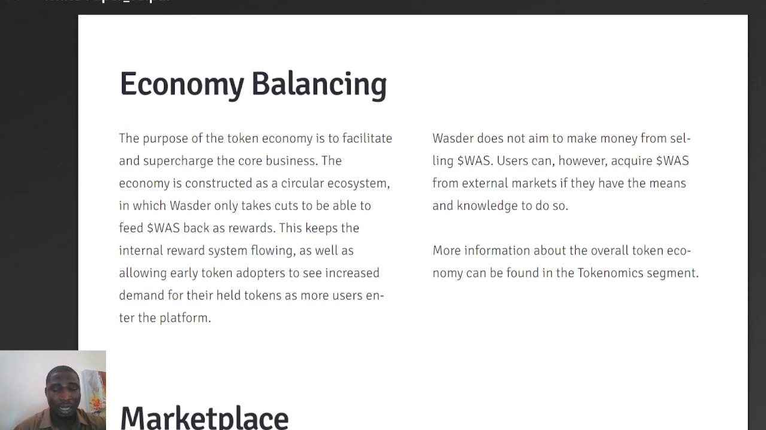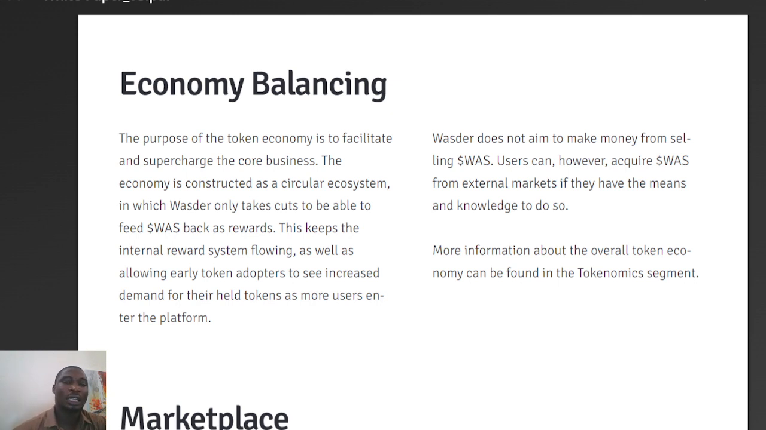Now what about the economy balancing? The purpose of the token economy is to facilitate and supercharge the core business. The ecosystem is constructed as a circular ecosystem, in which the Swada only takes a cut to be able to feed the token back as a reward. This keeps the internal reward system flowing, as well as allowing early token adopters to see increased demand as a yield token as more users enter the platform.